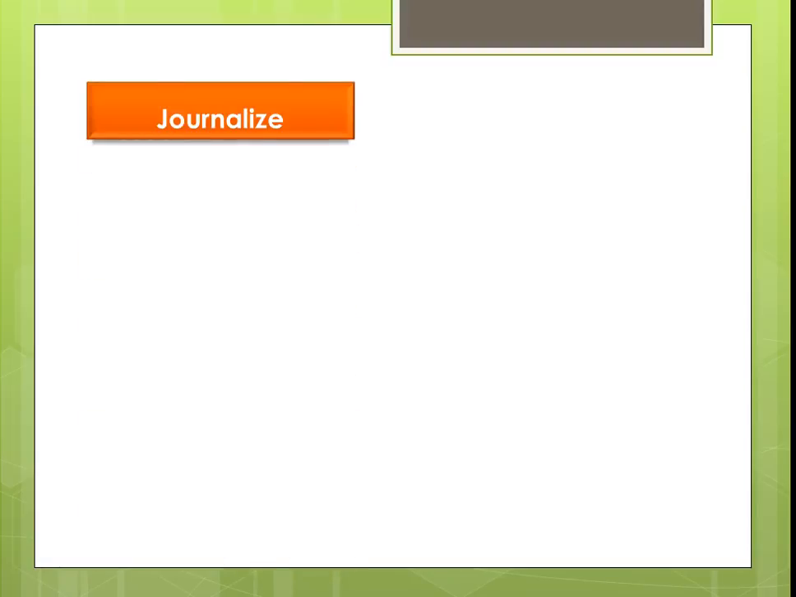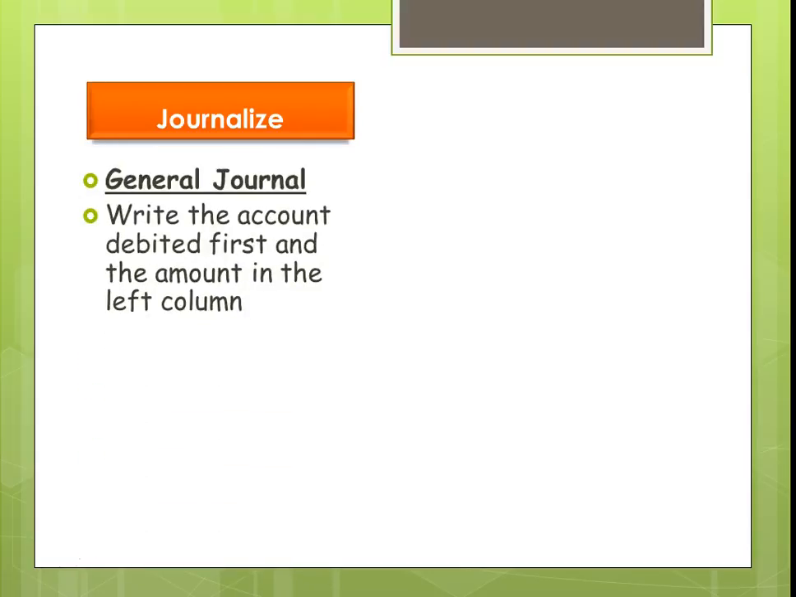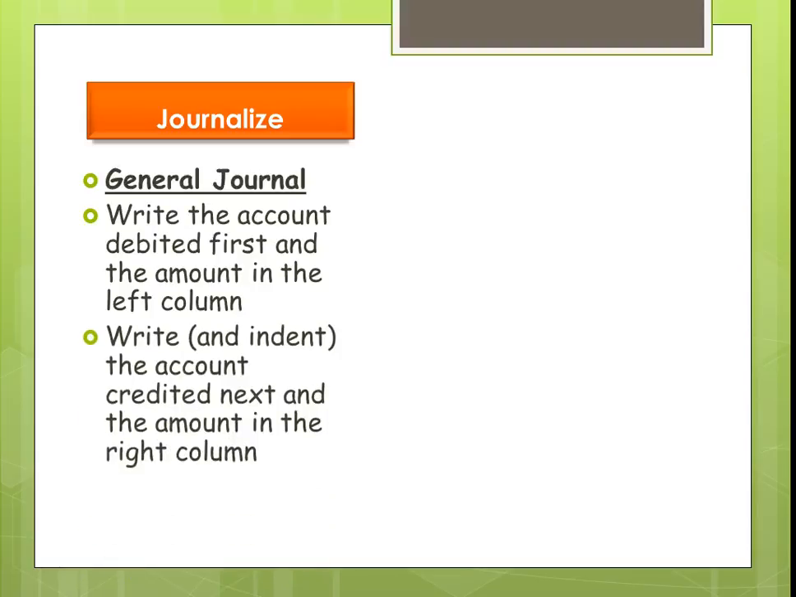Now, when we journalize in the general journal, we write the account debited first and the amount in the left column, and write and indent the account credited next and the amount in the right column. The debits must equal the credits, and we would also reference our source document.